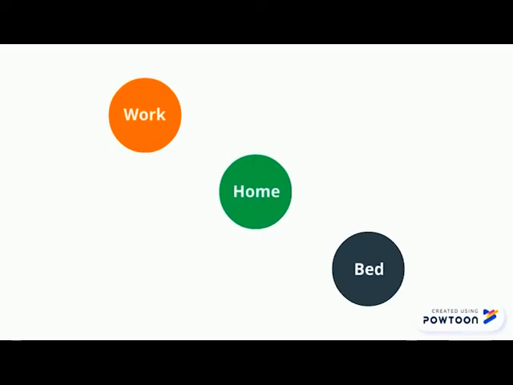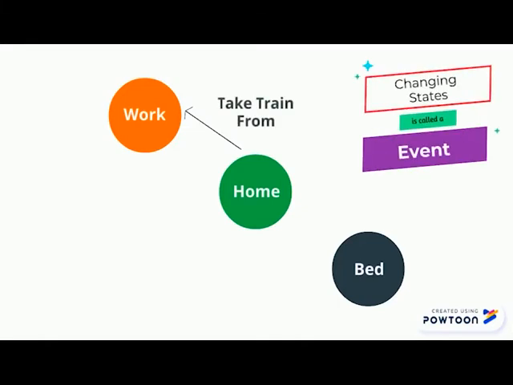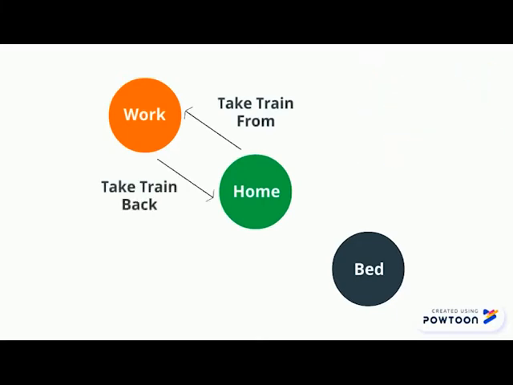So imagine you're at home, getting ready to head to work. You take the train to get there, and then you arrive at work. You've transitioned from home to work. To go back, you transition from work to home. You can probably understand the rest by looking at the image shown. The cycle basically repeats: home, train, work, train, home, sleep, bed, wake, home.